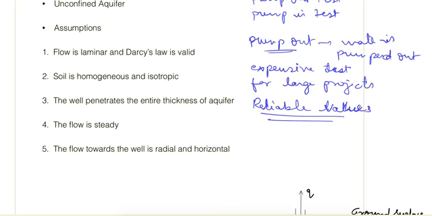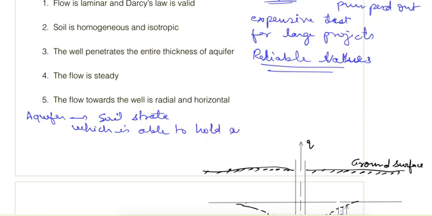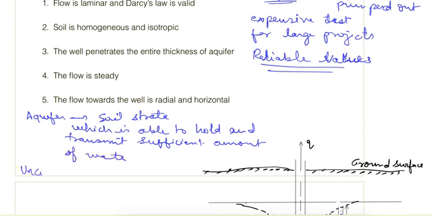So it is done for two types of conditions. First is depending upon the aquifers. So first of all, what is aquifer? Aquifer is a soil strata which is able to hold and transmit sufficient amount of water. Now there are two types of aquifers, that is unconfined aquifer and confined aquifer.